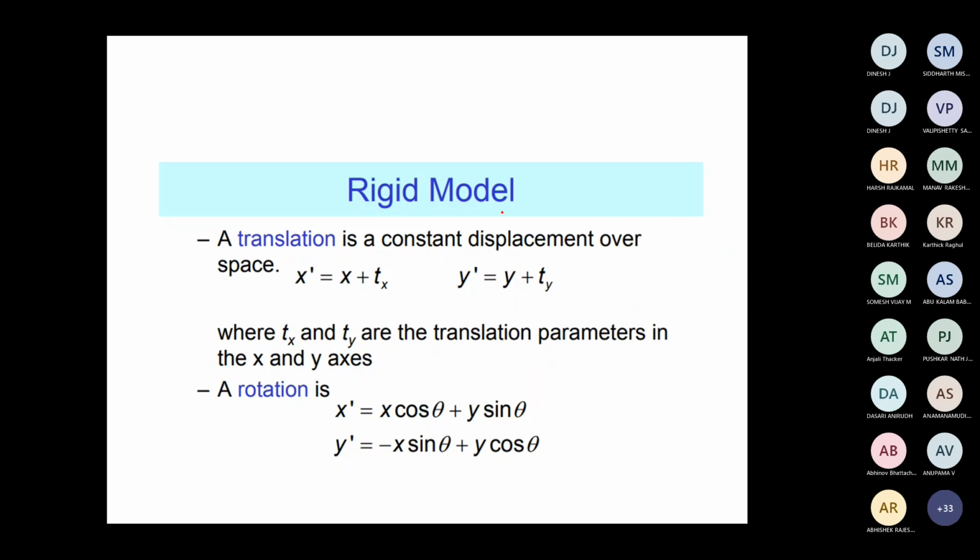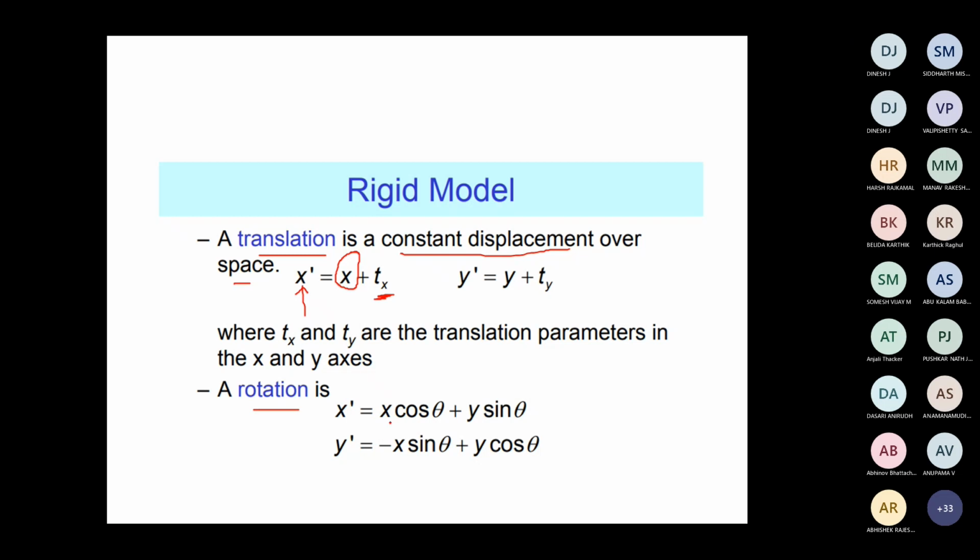Now if you see the rigid model, first we will see translation. Okay, so translation is a constant displacement over the space. So this is the original pixel, this is the displacement that is happening, and this is the new pixel that we have. So that is the translation transformation.